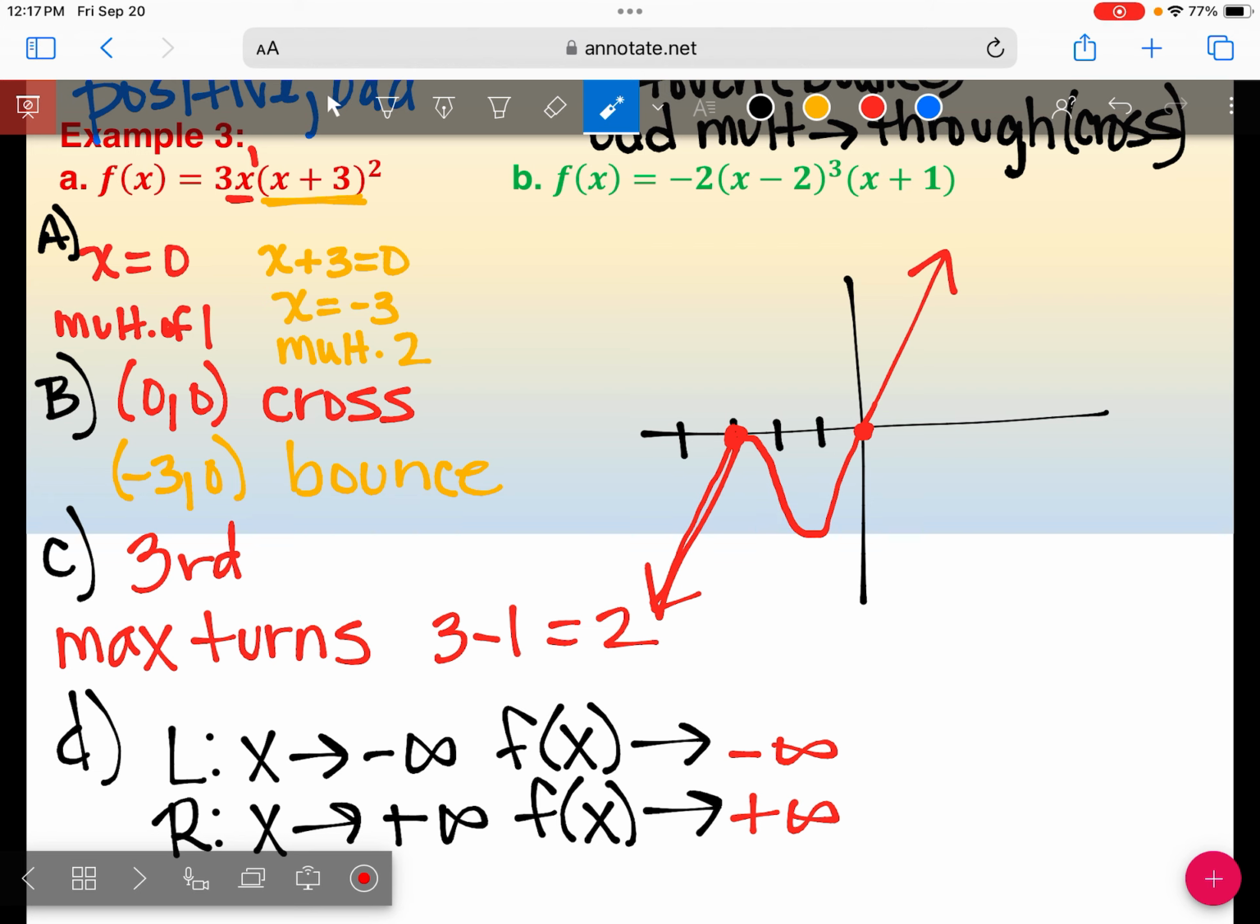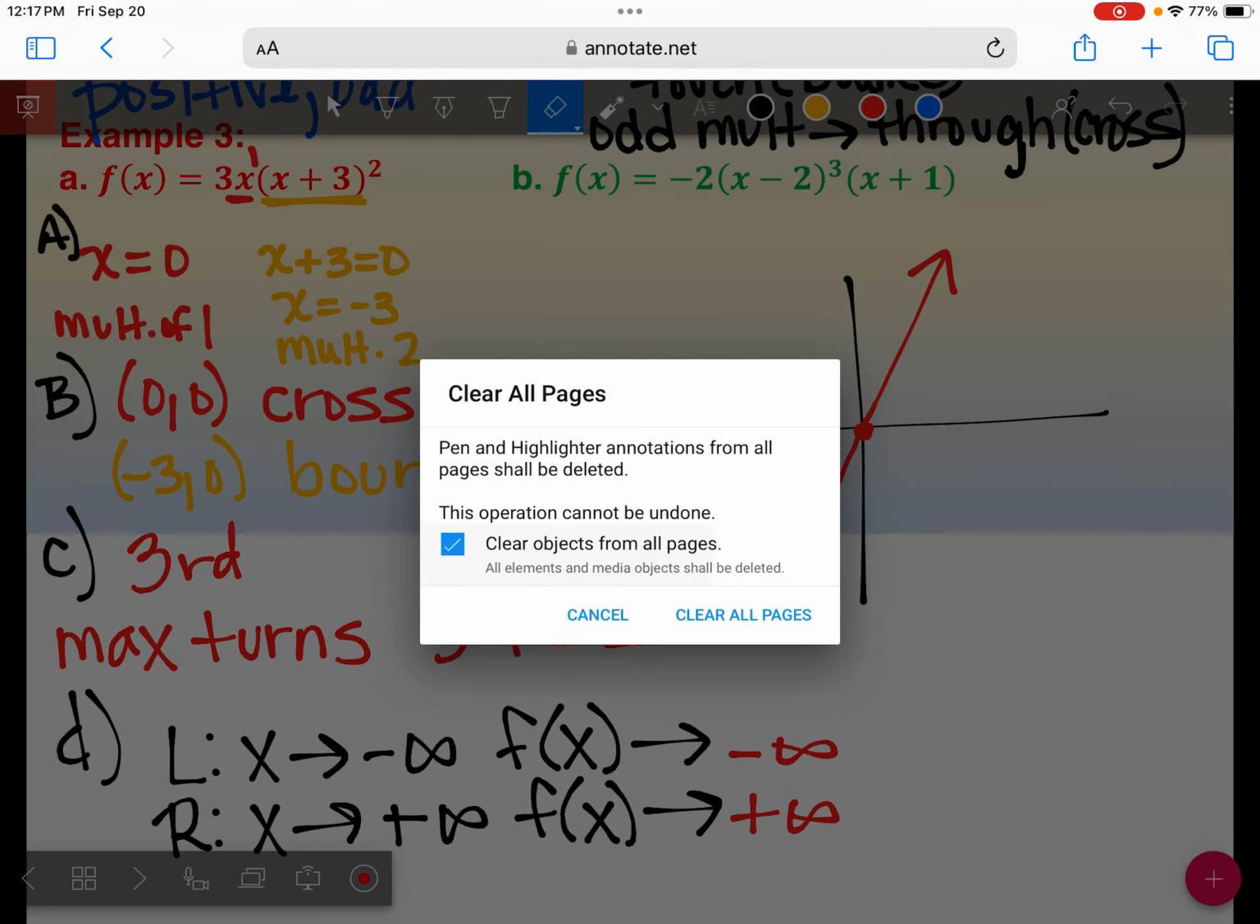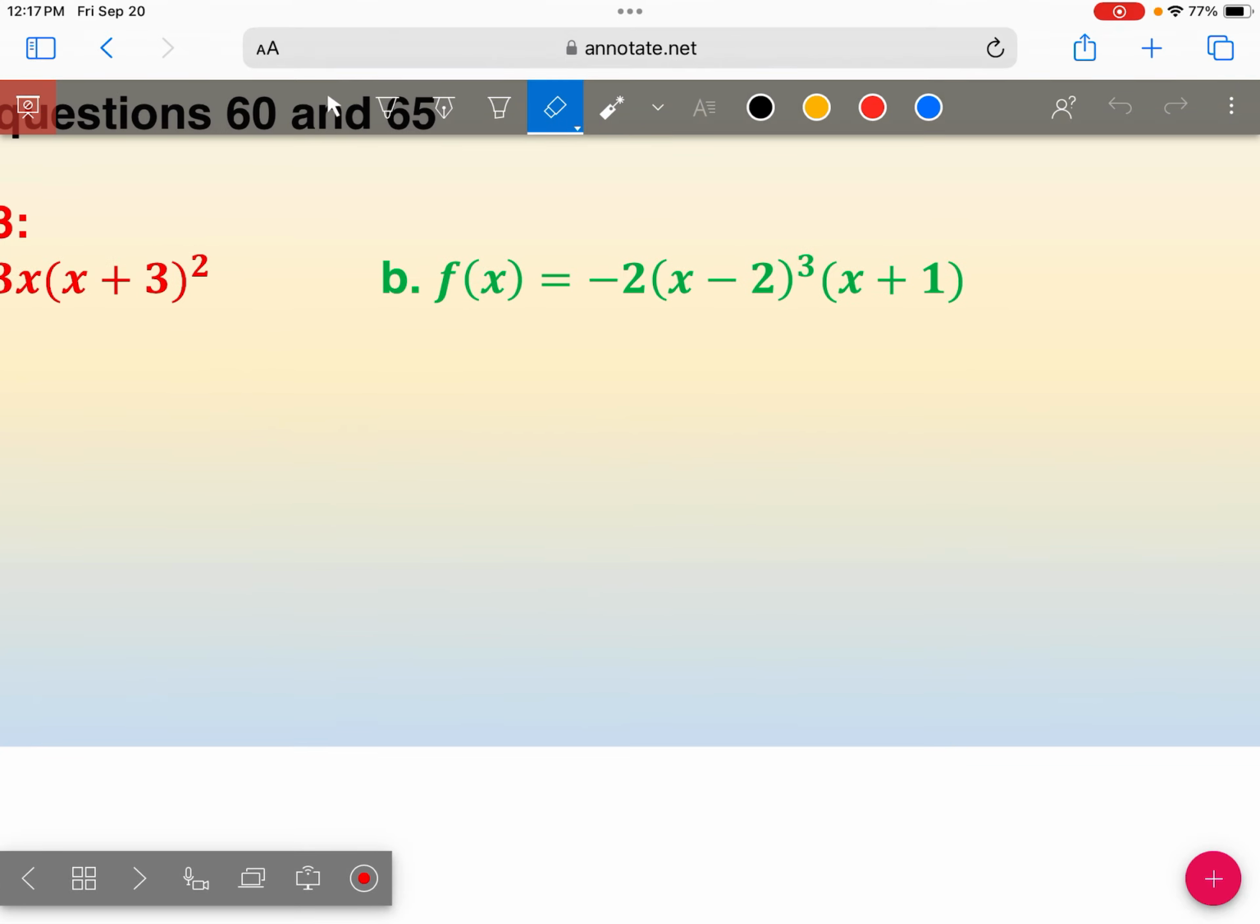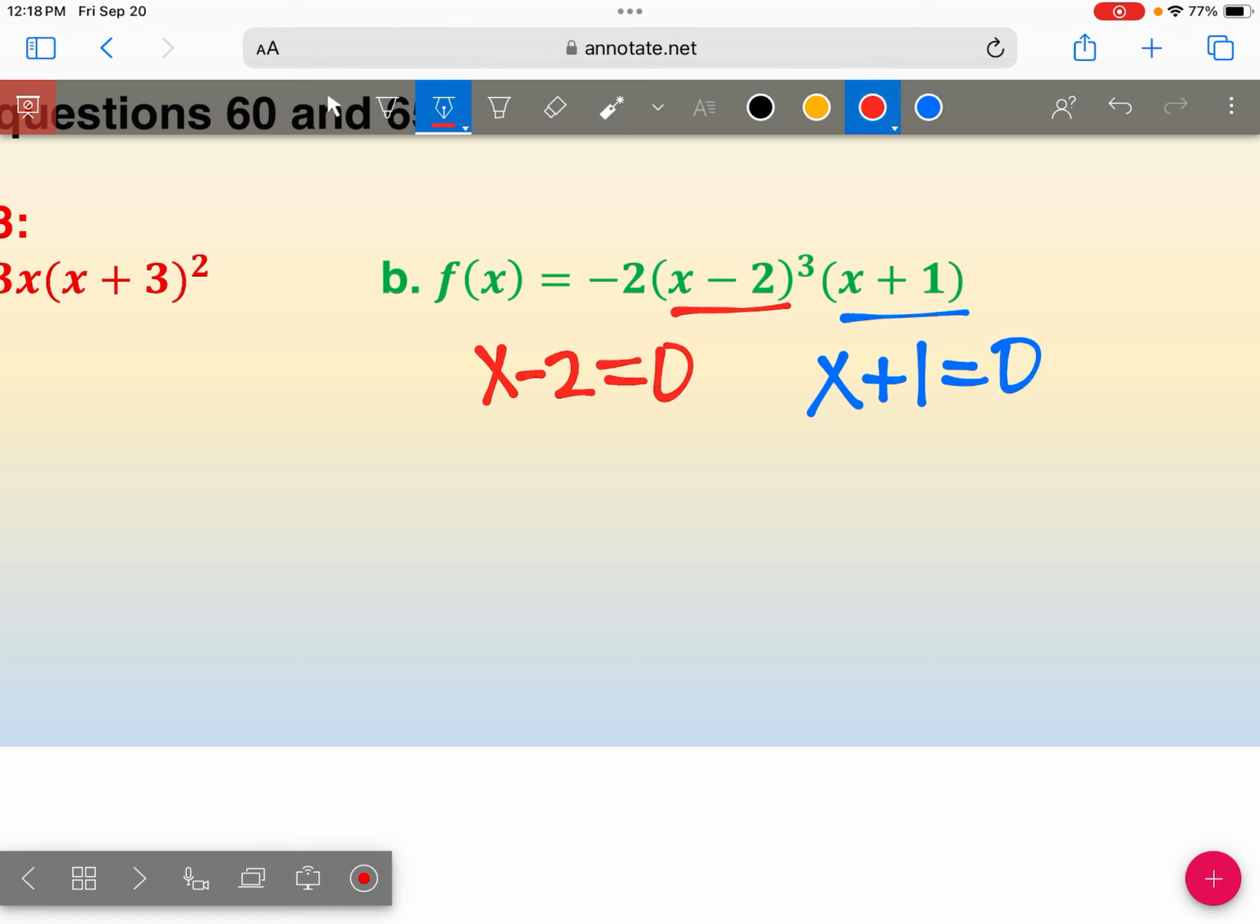All right, so now let's look at the second one. Let's go ahead and copy that down if you haven't already. We're going to answer all the same questions again. So a factor has to have an x. This -2 does not count as a factor because it doesn't have an x to go with it. So we have 2 factors that are going to determine my zeros. I'm going to set this one equal to 0, and I'm going to set this one equal to 0. So I have one at +2, 0, and I have another one at -1, 0.